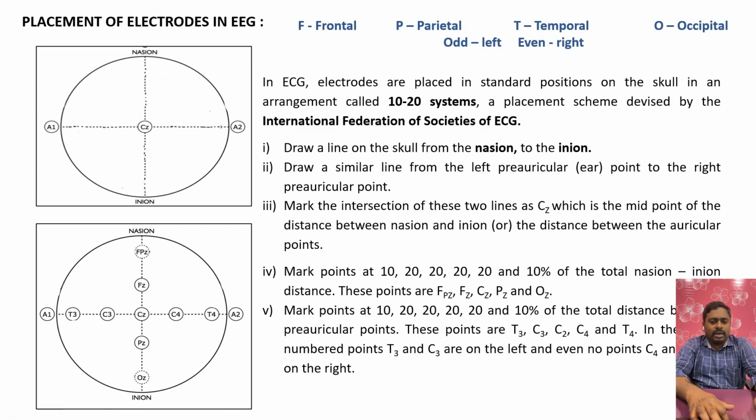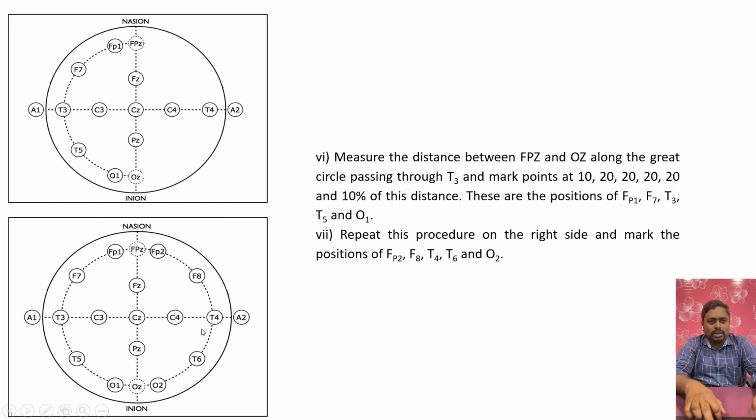Note that on the left-hand side we mention the odd numbers, that is 1, 3, 5. On the right-hand side we mention the even numbers, which are 2, 4, like that. Here the odd points are T3 and C3, and the even points are C4 and T4, which are on the right.